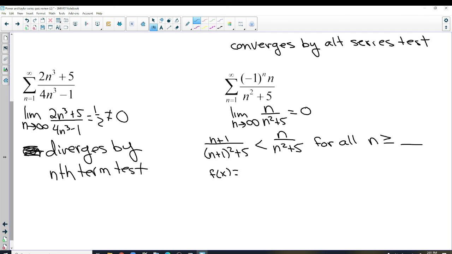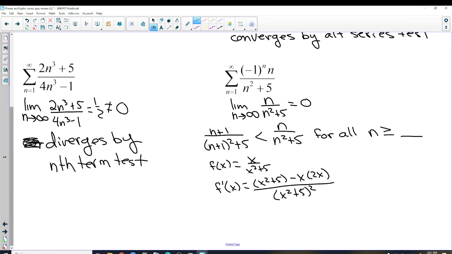So we're going to let f of x equal x over x squared plus 5. The derivative is bottom times the derivative of the top minus the top times the derivative of the bottom over bottom squared. So this is equal to x squared plus 5 minus 2x squared, so 5 minus x squared over x squared plus 5 squared.